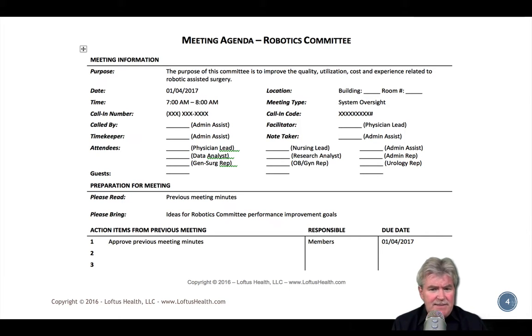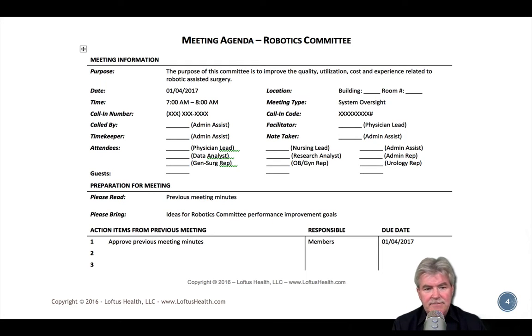Some other things that may not seem obvious: date, time, location. You want people to be engaged by having that be consistent. How this works is, if you say it's going to be the first Monday at 7 a.m. at Building A, Room 101, and you do that every single time, that's going to promote engagement.